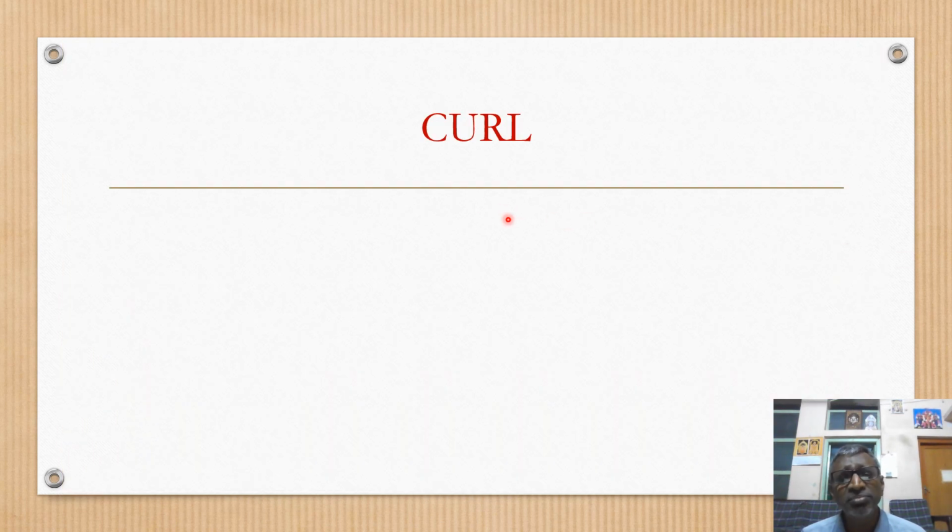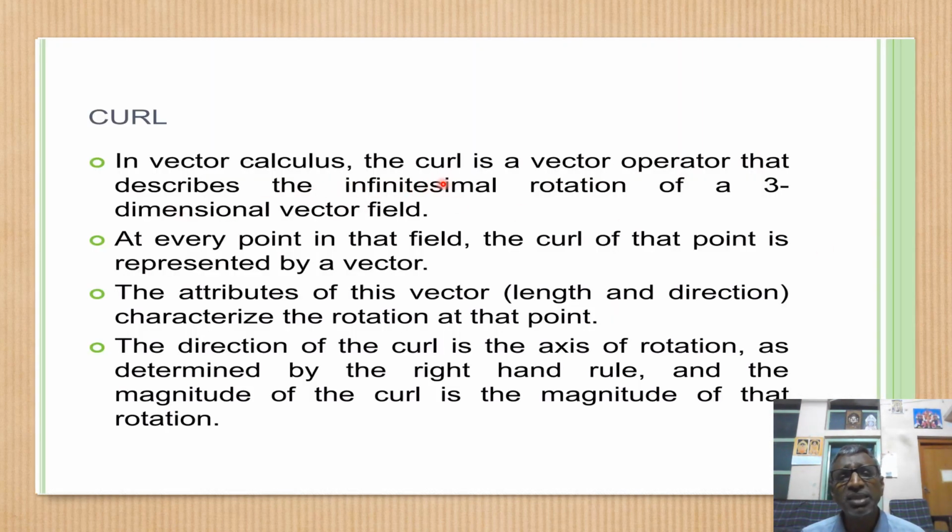Next, lastly, we discuss curl. In vector calculus, the curl is a vector operator that describes the infinitesimal rotation of a three-dimensional vector field. At every point in that field, the curl at that point is represented by a vector. The attributes of this vector, normally length and direction, characterize the rotation at that point. The direction of the curl is the axis of rotation as determined by the right hand rule, and the magnitude of the curl is the magnitude of that rotation.